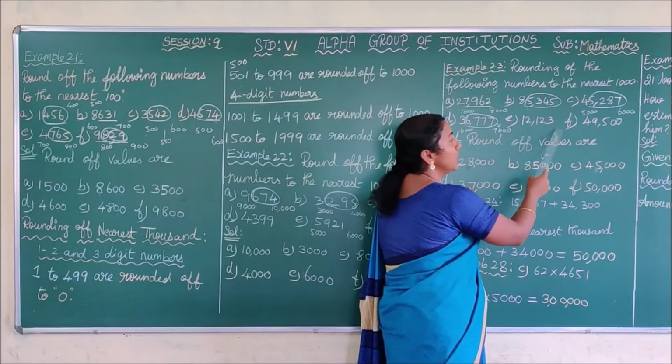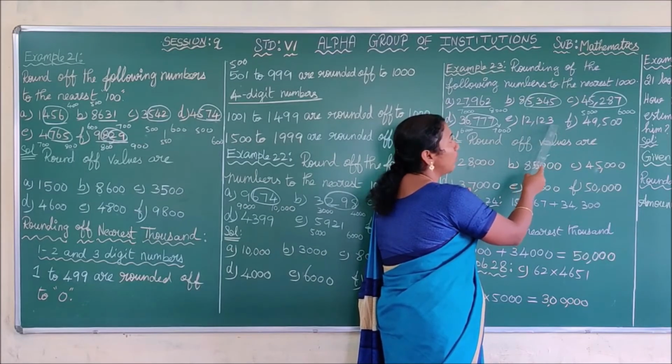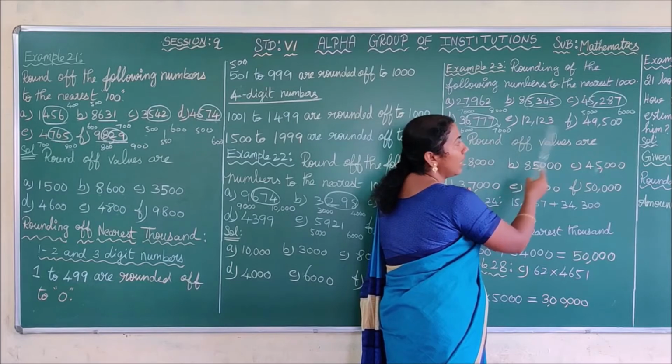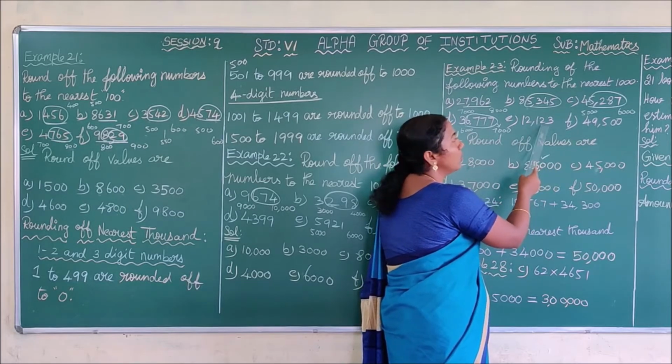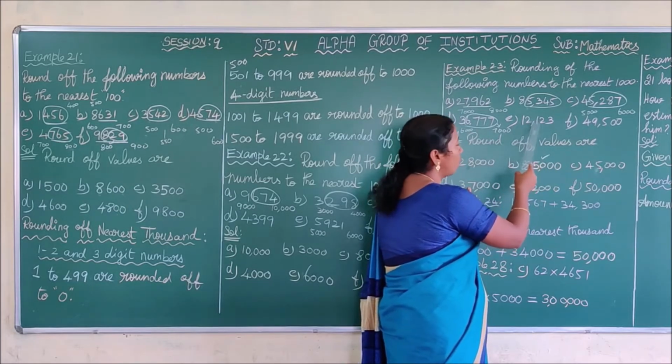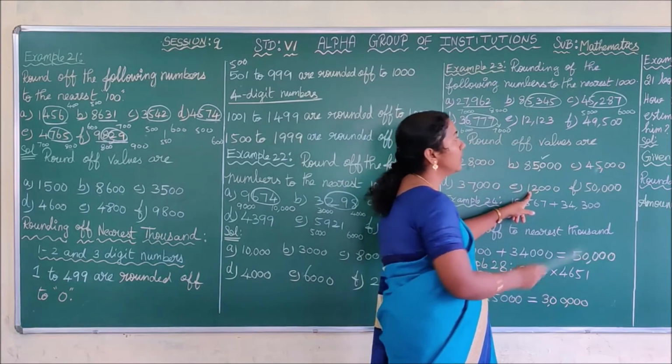See here, 12,123. Consider the 4-digit number, 2,123. It lies between 2,000 and 3,000. It is very closer to 2,000. So your answer is 12,000. It's clear, children. See the next one.